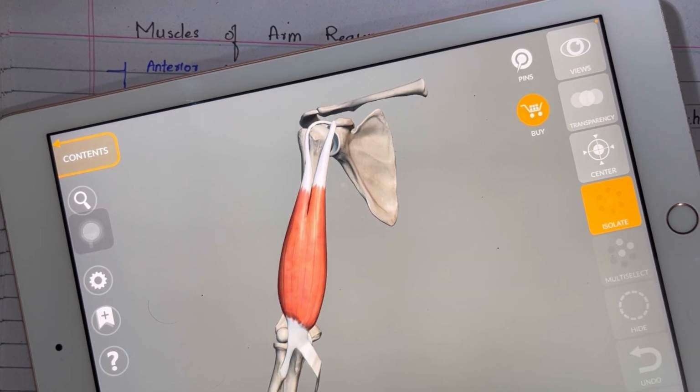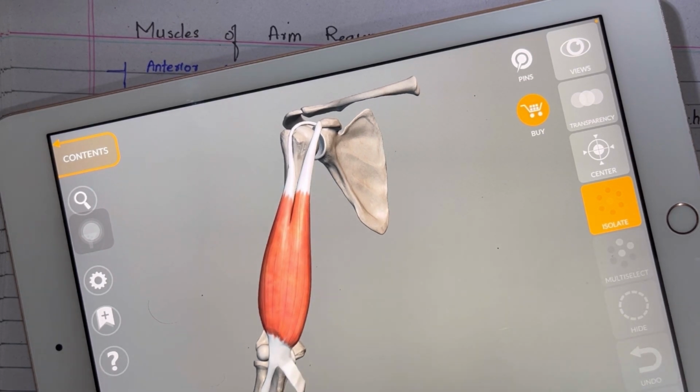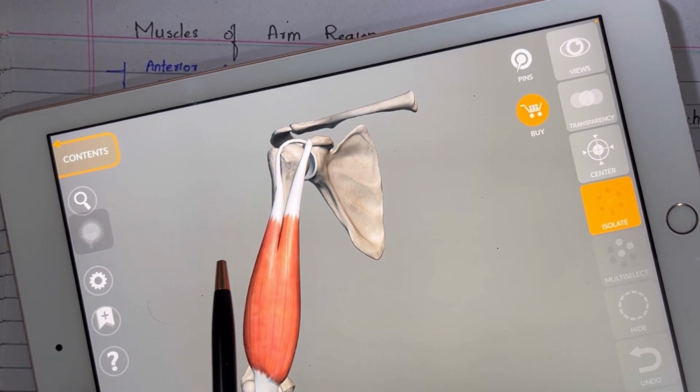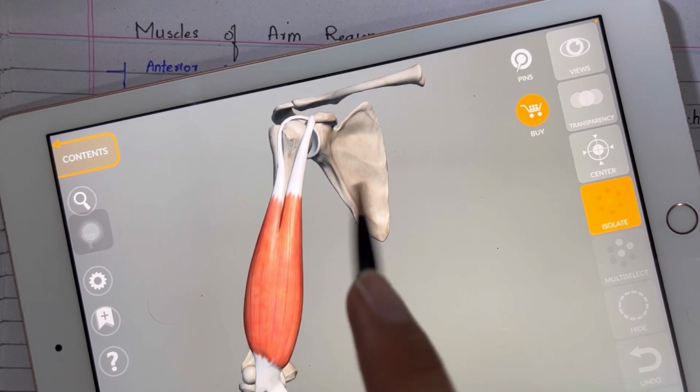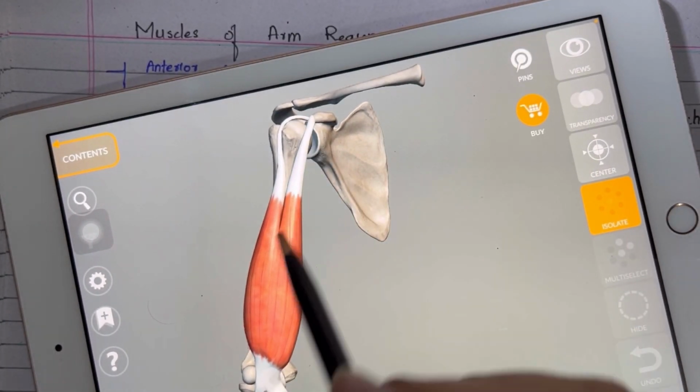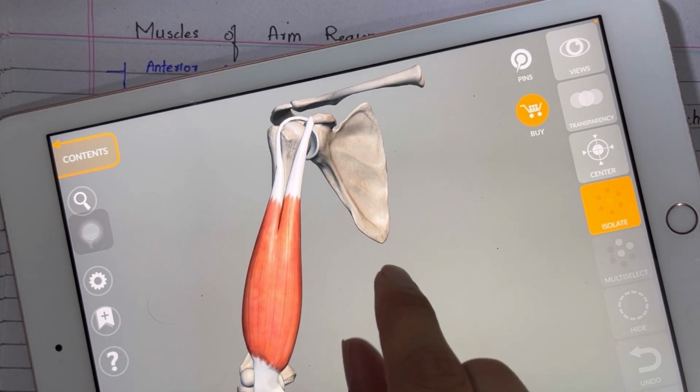Students, moving toward the biceps brachii muscle. The biceps brachii muscle is located most anteriorly and it is the superficial muscle of the anterior compartment. This muscle has two heads, the long head, which is located at the lateral part of the muscle, and the short head, which is located at the medial part of the muscle.